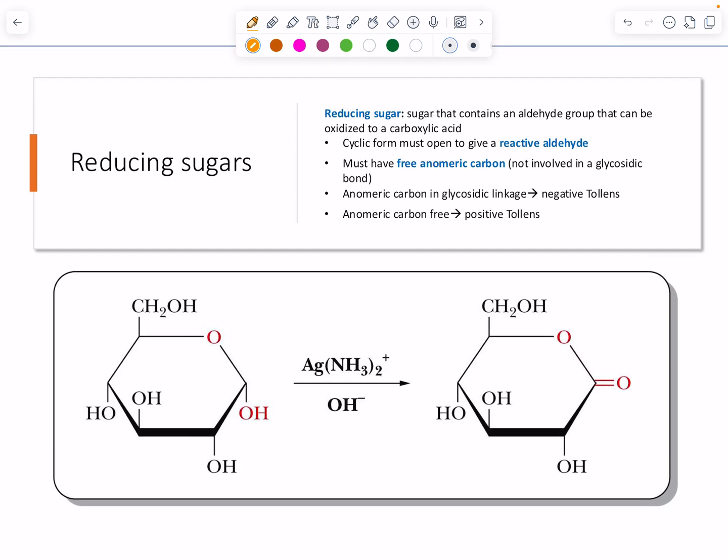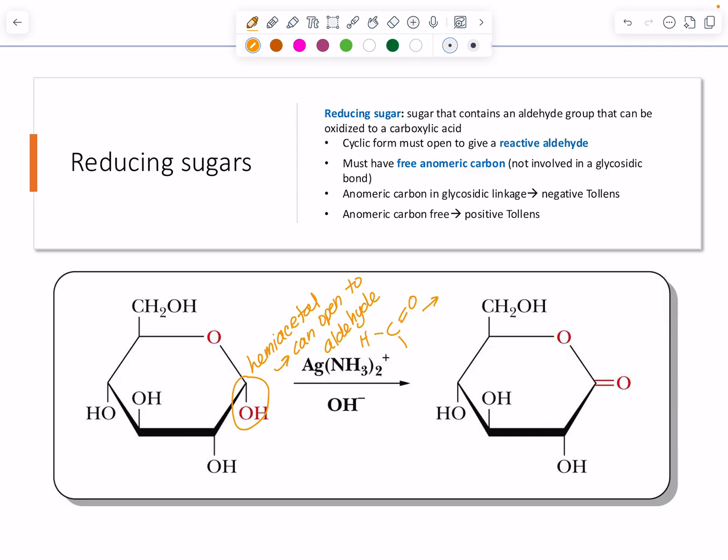Okay, so the last thing that we're going to discuss in this video is reducing sugars. One term you'll hear used to describe sugars is reducing. A sugar is considered a reducing sugar if its ring can open to reveal a free carbonyl group. So here I have my hemiacetal, and that hemiacetal can open to an aldehyde, so we've got my CHO.